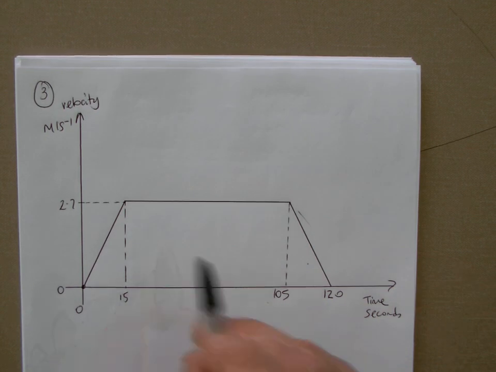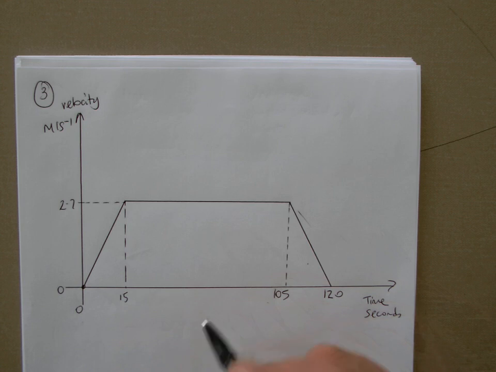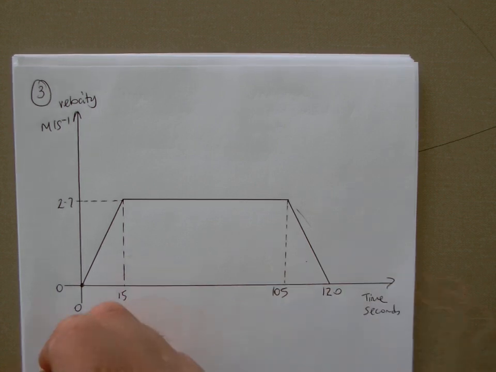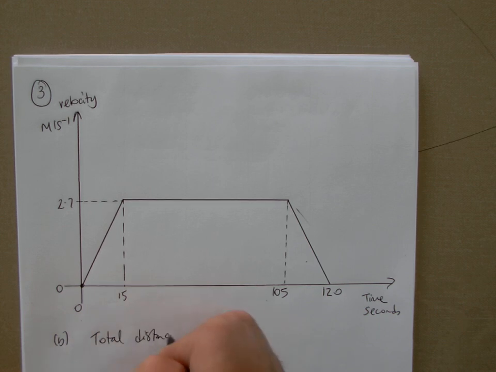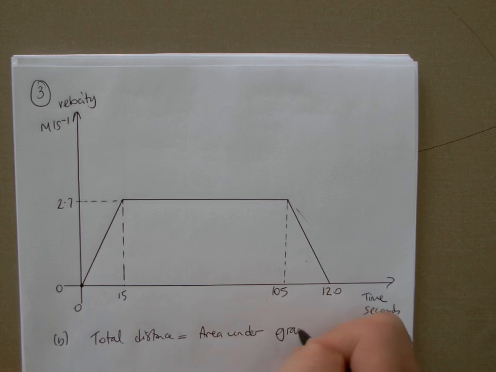So, sketch a velocity time graph. Well, we've done that, I mean, everything's in here. Part B then says calculate the distance travelled by the lift. So we could say, for part B, total distance, okay, is equal to the area under the graph, okay.